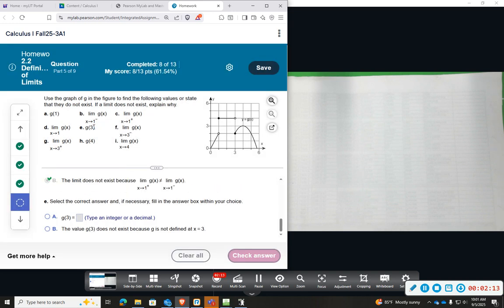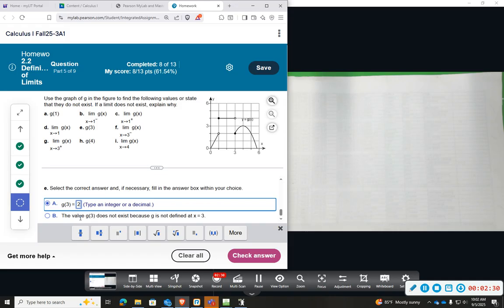E, we want to find G of 3. And so we go to the x-axis, find 3, and we trace it up, and the first solid point we hit is at a y value of 2. So we will say G of 3 is equal to 2.